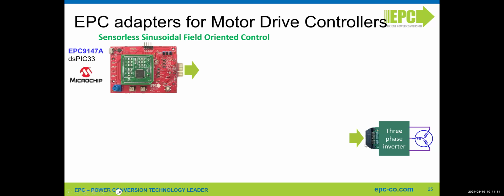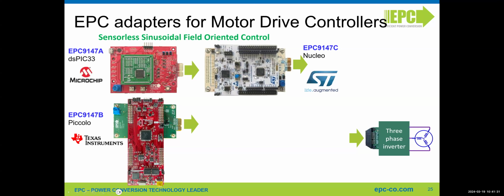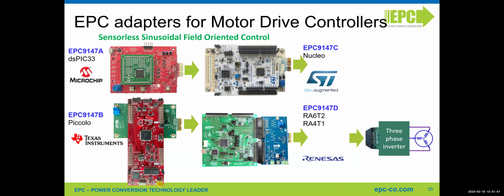Then we have a provision of several adapter boards for the most common microcontrollers for motor control, for instance the ESP32 from Microchip, or the Nucleo for different types of ST controllers, STM32 controllers. And we also have the Texas Instruments adapter, which is this green board. And that works not only with the Piccolo, it works also with the 379. I know that there are customers using the same board with the 379.